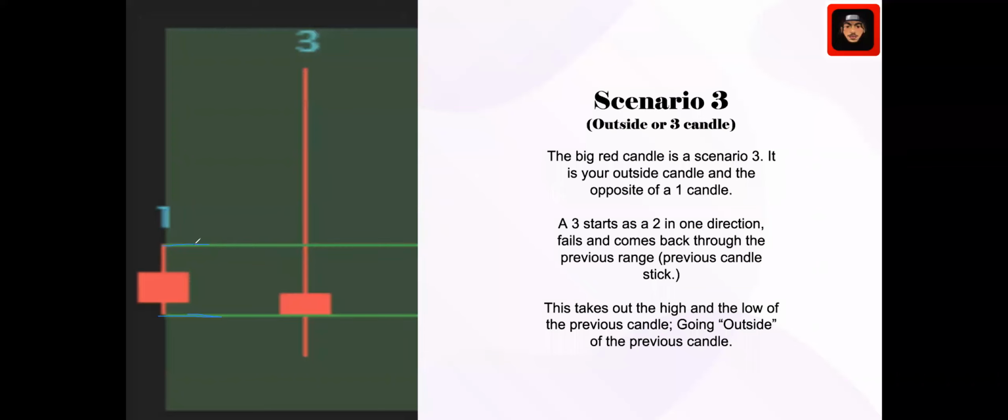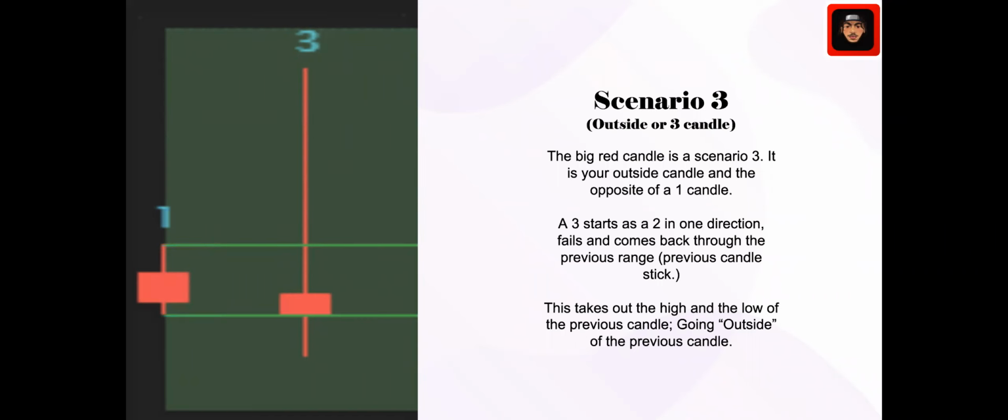That's why being enforced matters. If something is not enforced, it is a failed two. So if it's a two up and it's not enforced, that's a failed two up. That can go three. That's where you start to get your outside candle. If you follow Strat Sniper, that's where that 50% rule comes from. So that's a three. A three is again an outside candle. It is the exact opposite of a one.